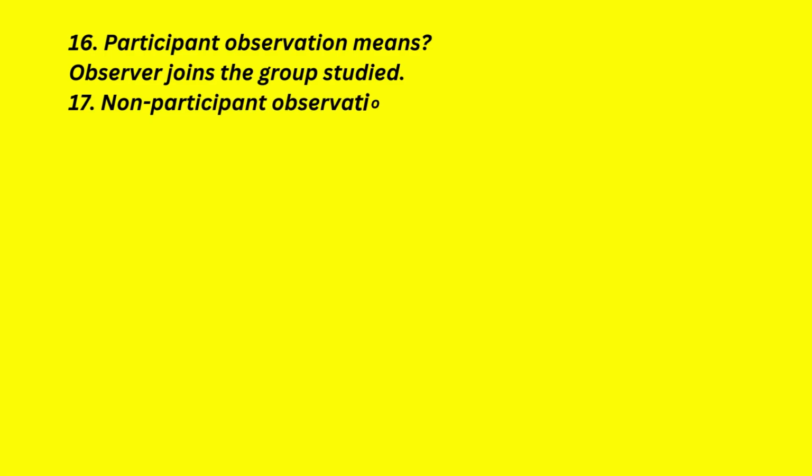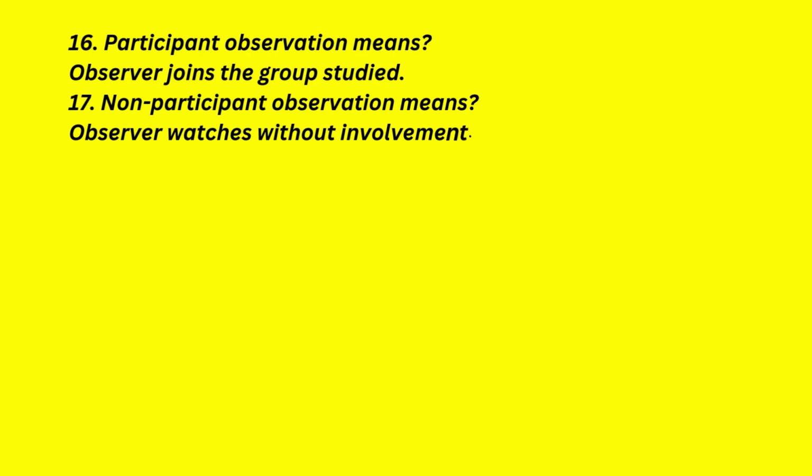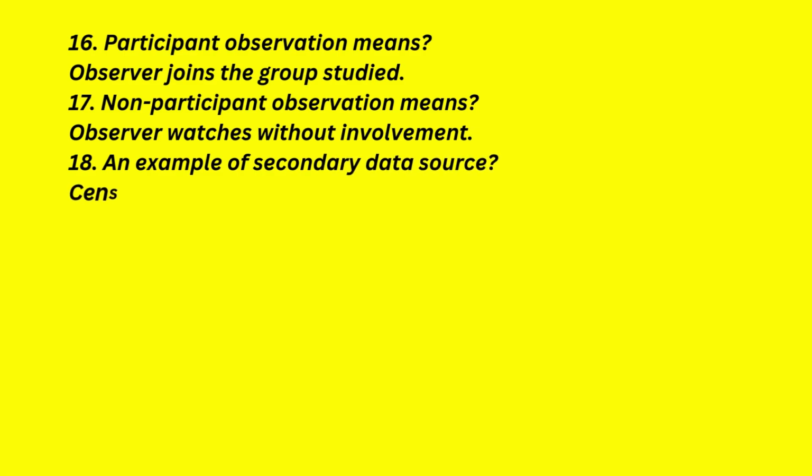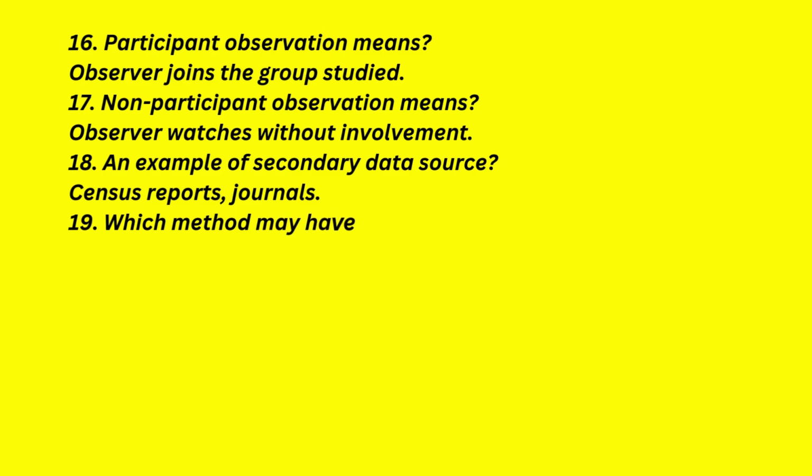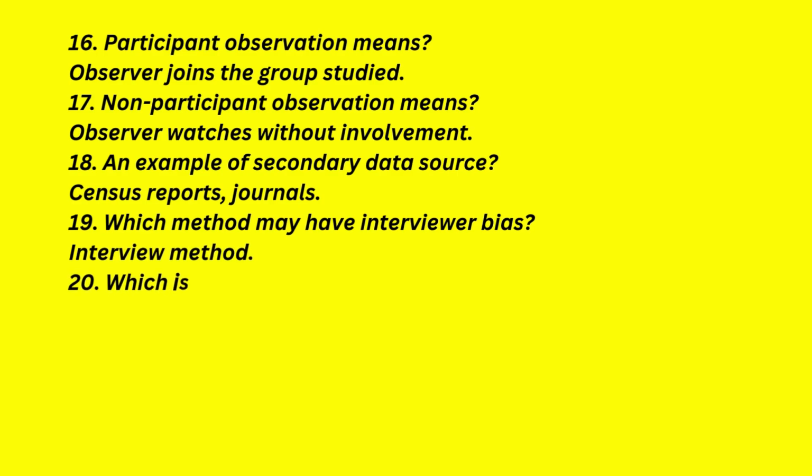Question 17. Non-participant observation means the observer watches without involvement. Question 18. An example of secondary data sources? That is census, reports and journals. Question 19. Which method may have interviewer bias? That is the interview method.